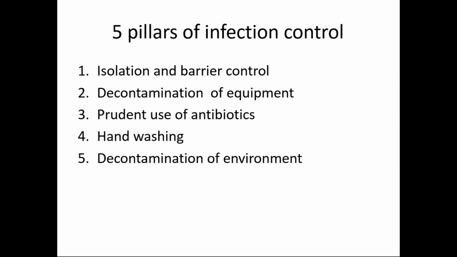Next, hand washing. This is the most important point. When you come to duty, you have to hand wash. When you come into contact with the patient, we have to hand wash. Example, you are entering a ward, a patient's ward. When you enter a patient's ward, you sanitize your hands and go. When you come out of the patient's ward, you again sanitize yourself. Next, decontamination of the environment. Yes, we have to fumigate the rooms properly. So all of these are 5 pillars of infection control.